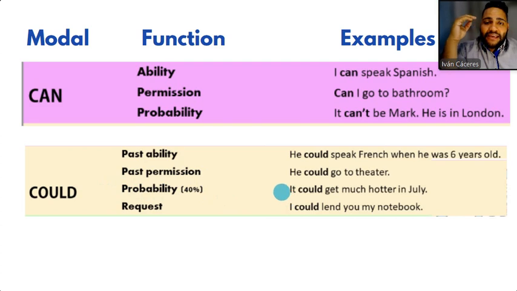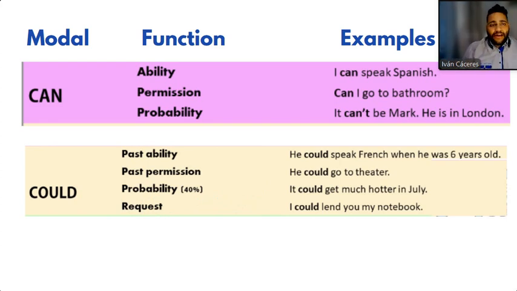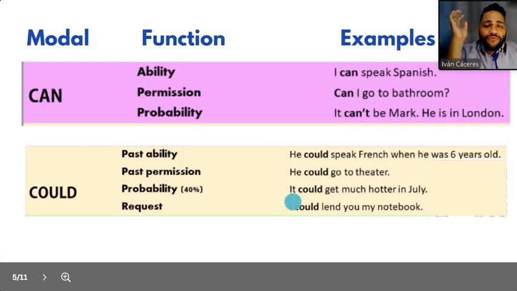Probability says it could get much hotter in July. This is a probability, but it's not as big as with can. It could get much hotter in July. Maybe it will. And for request, it says, I could lend you my notebook. If you ask me, I could. But as you're not asking me, I won't.